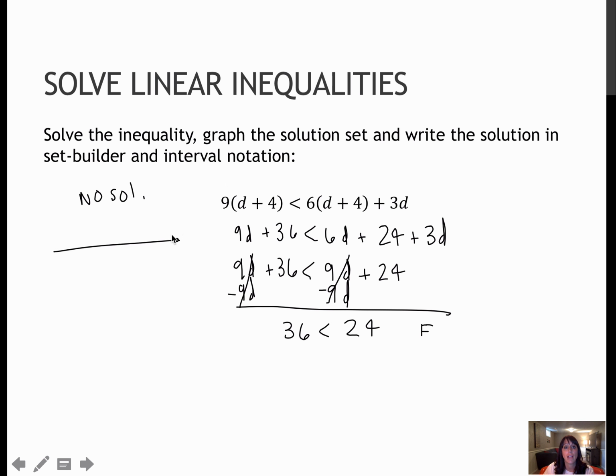If I were to graph that, it would look like an empty graph, so it doesn't matter if you had numbers on there, nothing would be shaded in. If I were writing the solution in interval notation or set builder, basically it's just empty set. No solutions.